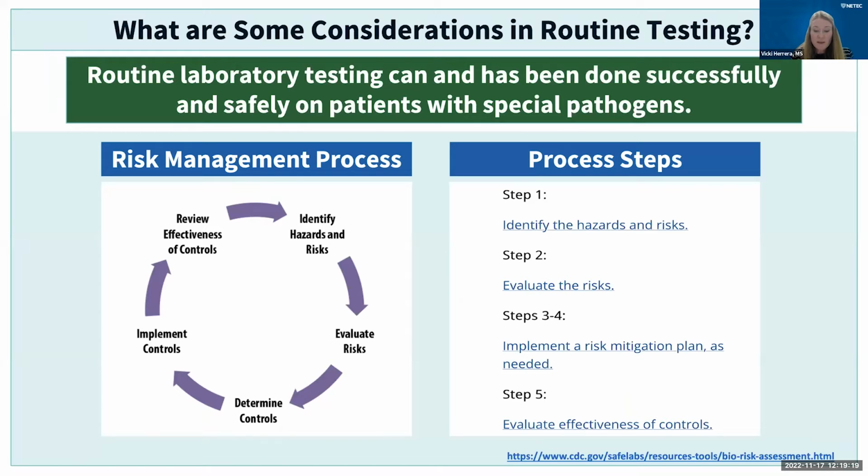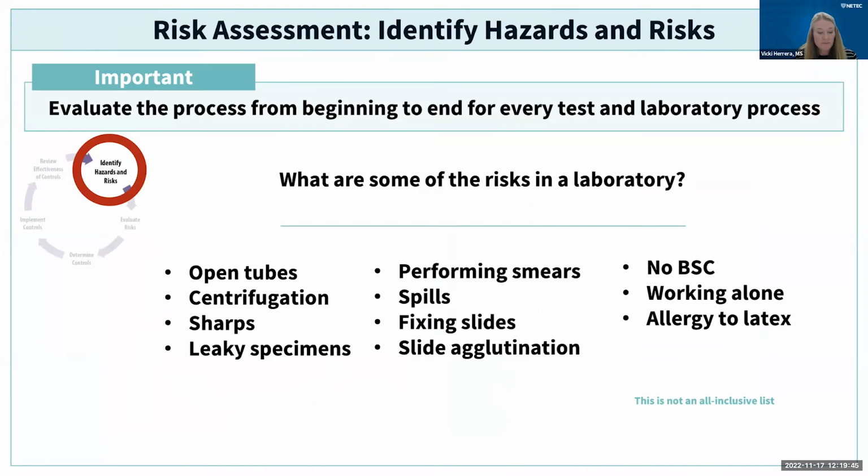You've probably seen some variation of this risk assessment or risk management process. But in general, you want to identify the hazards or the risks. You want to evaluate those risks. You want to determine what controls you can take to mitigate those risks. You want to implement those controls, and then you want to review everything for effectiveness of those controls. Okay, next slide, please.